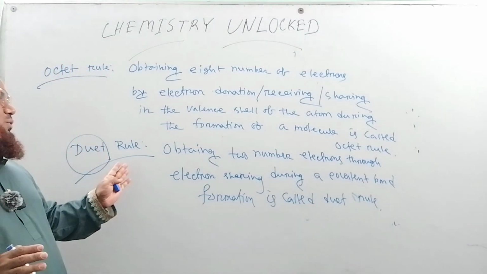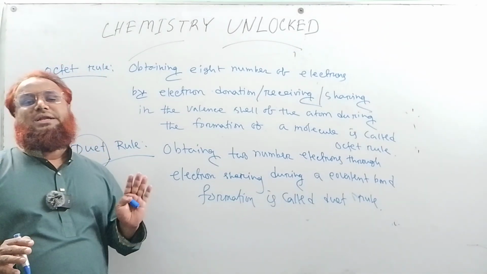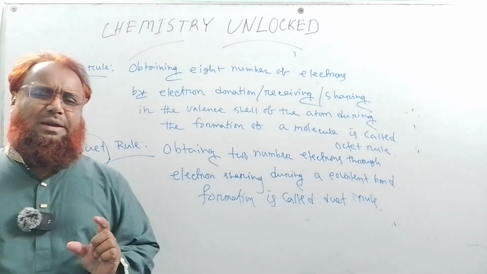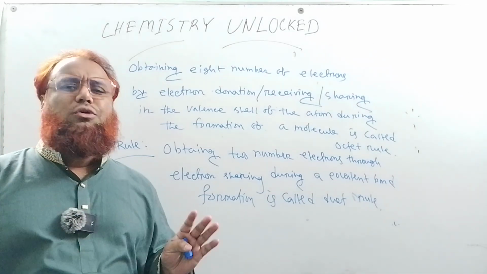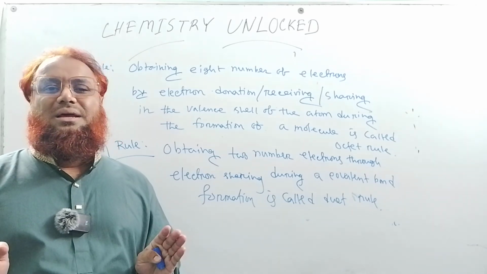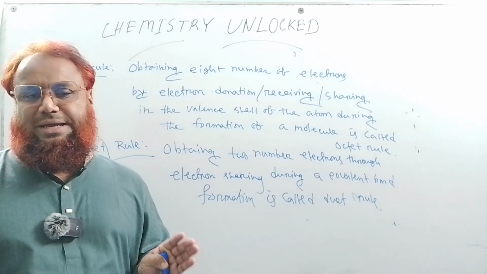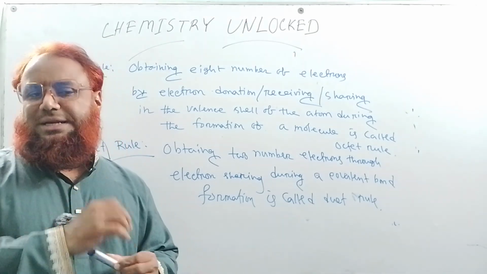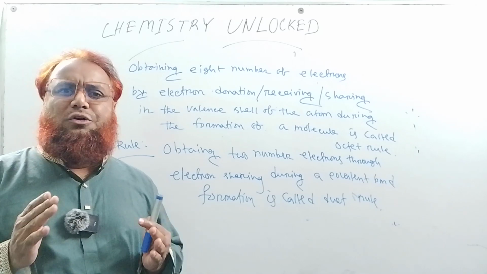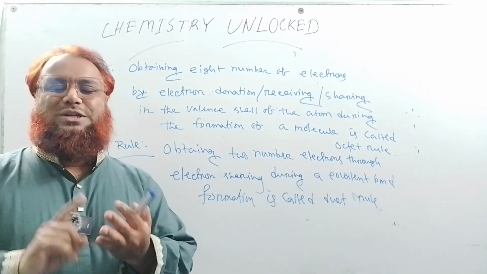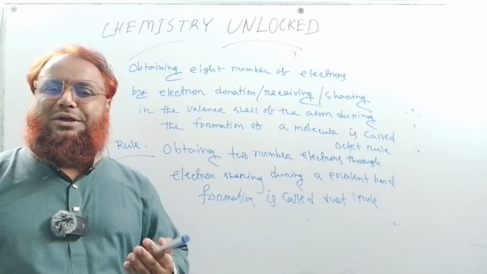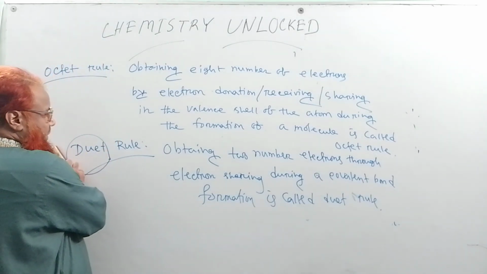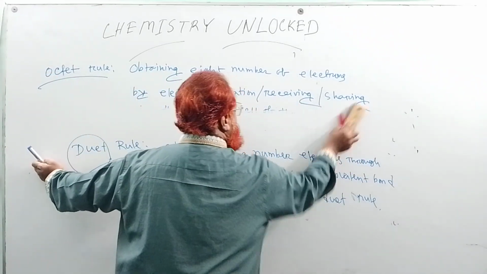Look at here, my dear students. So here duet rule indicates the two number of electrons obtained to form a covalent bond, and it is very simple that every covalent bond is formed by two electrons. It means every covalent bond is following the duet rule. Okay. Now we can do the example.